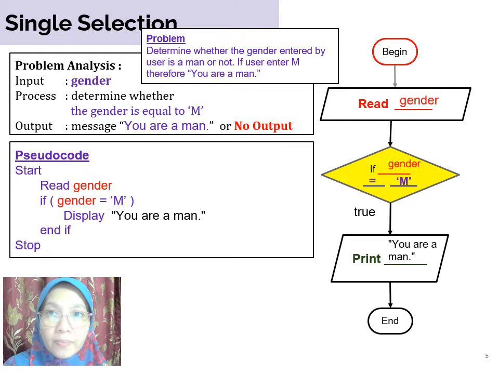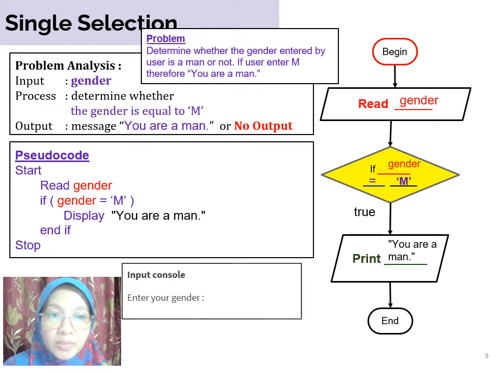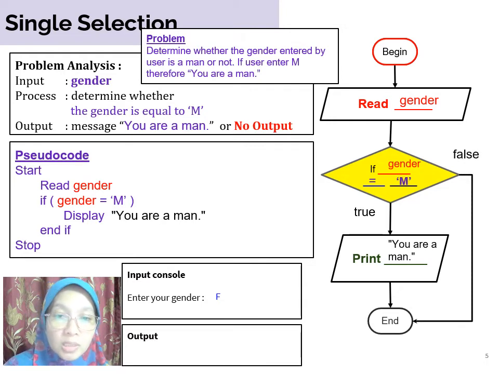How about if false happens? Again, begin, read gender. You can see the input console will come out, and then the user will enter F. So what happened? Is the gender equal to M? Is F equal to M? For sure, it is false. So when false, you will do nothing. The output is no output for this case.